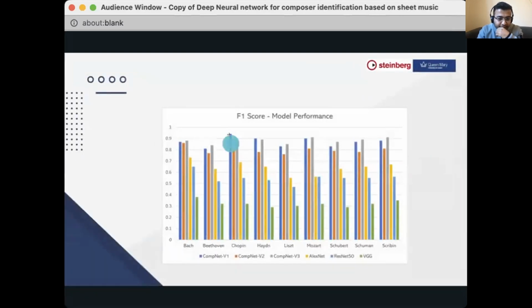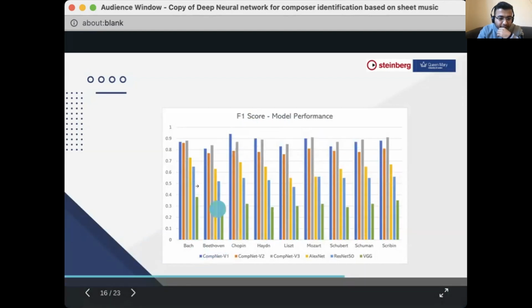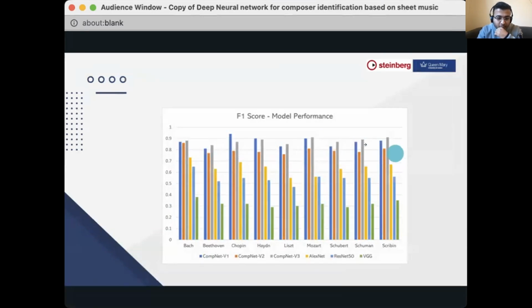So in this diagram, you can see this is the F1 score plot. CompIdNet version 1 and version 3 are the blue and the gray color. These both are giving good results consistently, but all others are not that good. And version 2 was good enough in comparison to the VGG, AlexNet, and ResNet, but it was not good enough in comparison to V1 and V3.